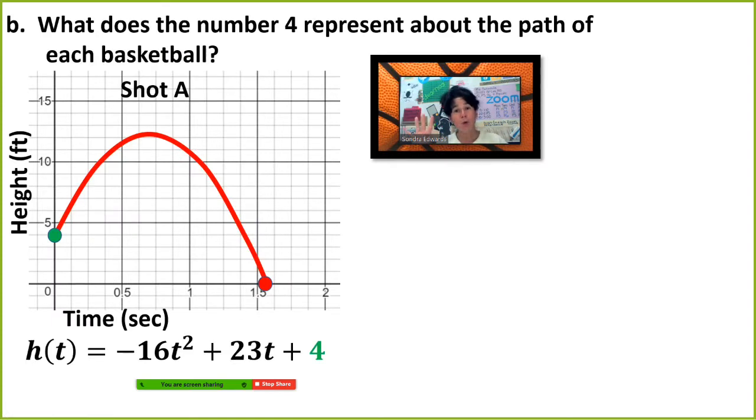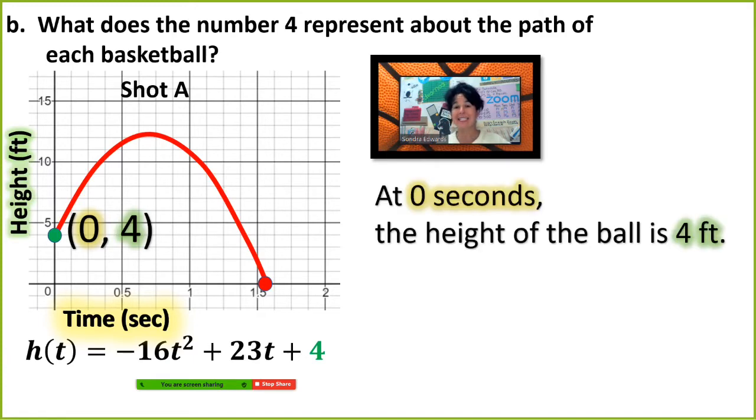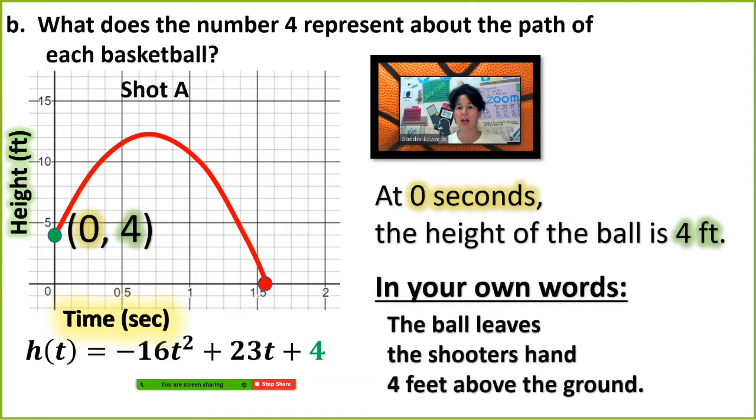What does the number 4 represent about the path of the basketball? 0, 4 is our coordinate there. 0 is our time and 4 is our height. So at 0 seconds, the height of the ball is 4 feet. In your own words, you might say something like, the ball leaves the shooter's hand 4 feet above the ground. Maybe this is a youth basketball game.